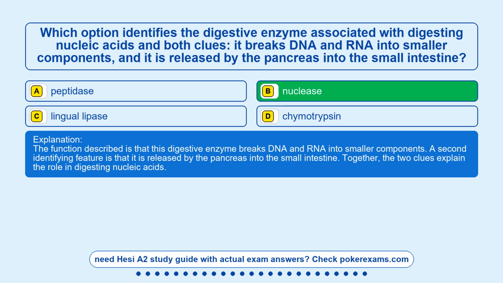The function described is that this digestive enzyme breaks DNA and RNA into smaller components. A second identifying feature is that it is released by the pancreas into the small intestine. Together, the two clues explain the role in digesting nucleic acids.